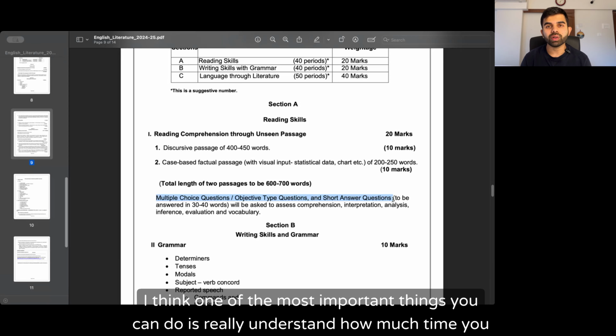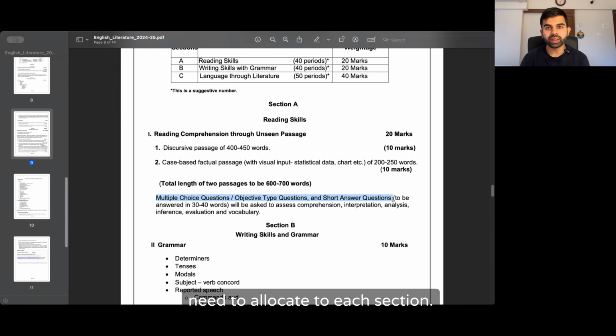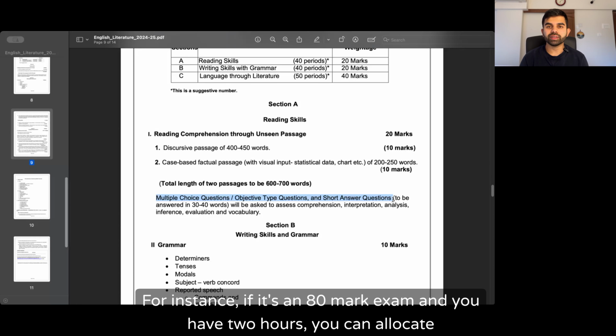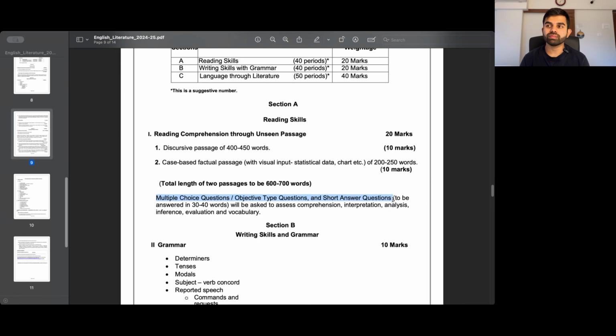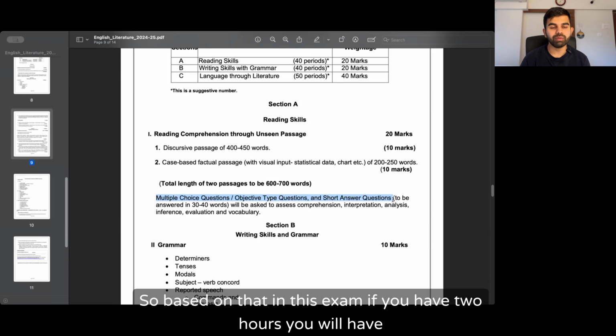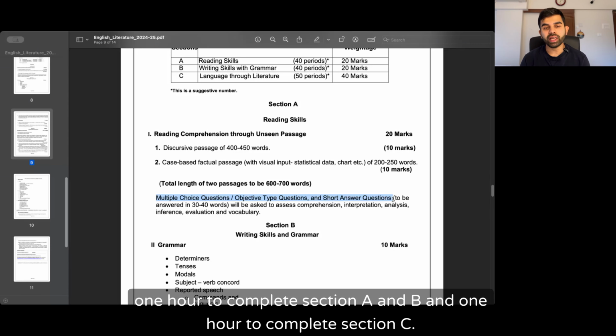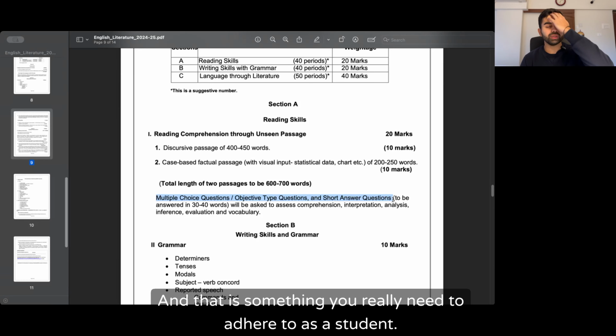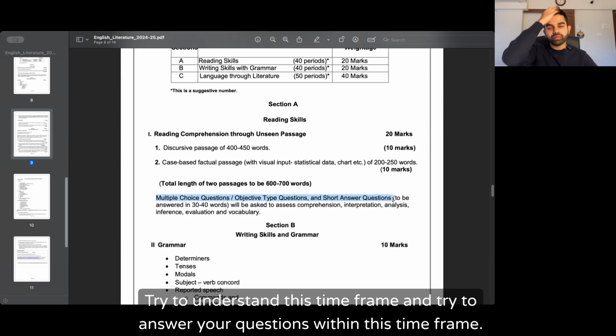I think one of the most important things you can do is really understand how much time you need to allocate to each section. For instance, if it's a 80 mark exam and you have 2 hours, you can allocate 1 hour to complete 40 marks. So based on that, in this exam, if you have 2 hours, you will have 1 hour to complete section A and B and 1 hour to complete section C. And that is something you really need to adhere to as a student. Try to understand this time frame and try to answer your questions within this time frame.